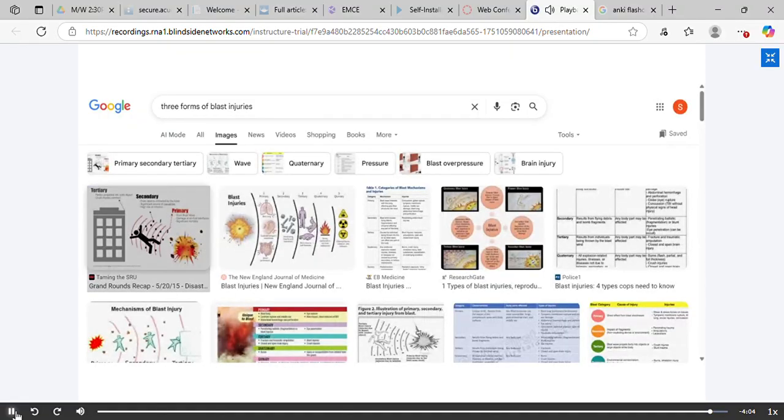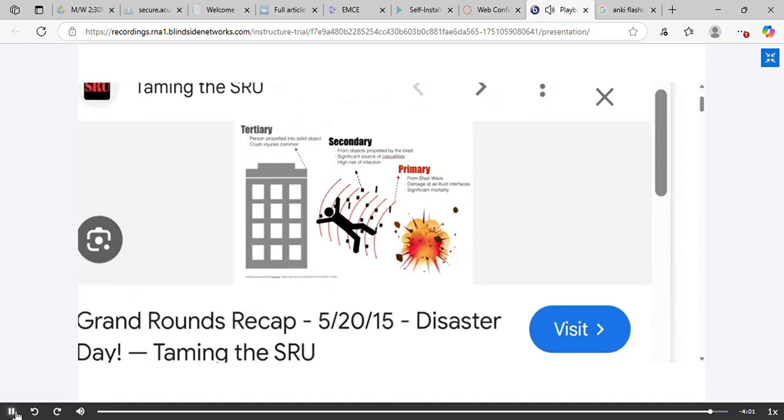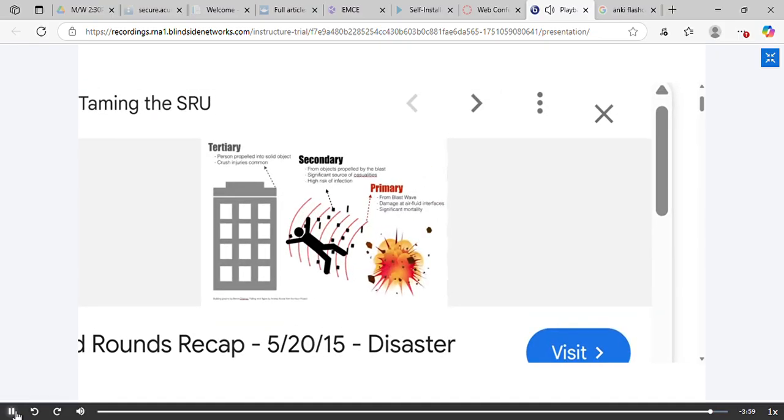Okay, so your blast injuries, you have a primary, a secondary, and a tertiary. Your primary injuries are injuries that occur from the blast itself. The damage to the body is from the pressure wave that comes off of the explosion. So your hollow organs are most susceptible to the pressure wave. Your tympanic membrane, right? Pressures, stomach, right? Hollow organs. Okay.